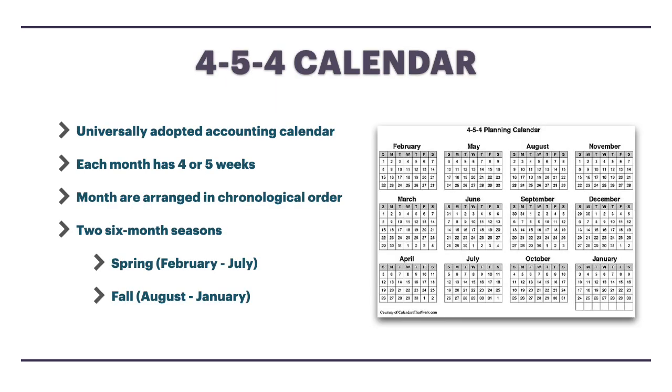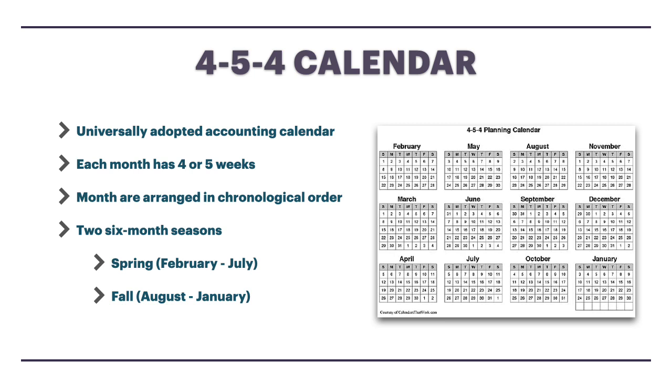The 454 calendar is a universally adopted accounting calendar that is used by retailers. By using this calendar, everyone is able to be on the same page when referring to time periods. This calendar is referred to as the 454 because each month has 4 or 5 weeks. Months are chronologically arranged in a 4-week, 5-week, and 4-week order.